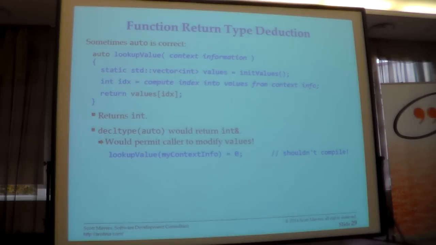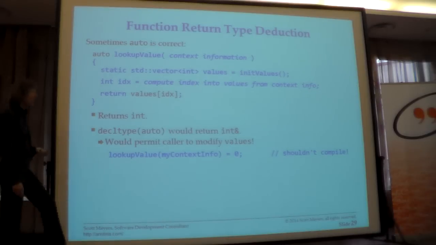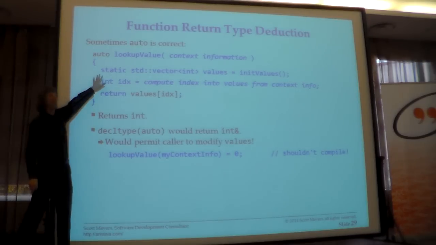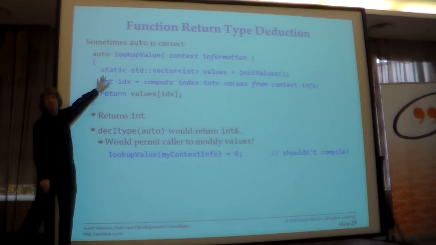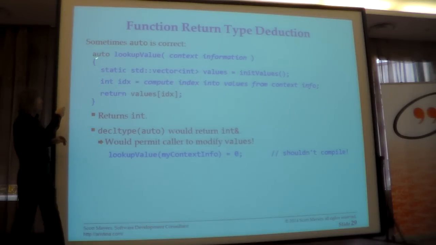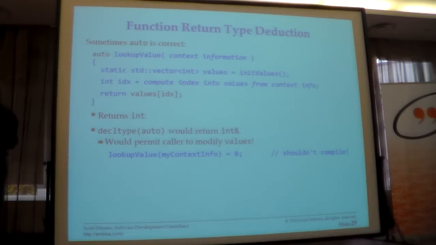Notice this isn't auto ref. This isn't auto star. This is a brand new value. That's what auto gives me. It's important to me that if somebody calls this function, lookup value my context info, and tries to modify the result by, let's say, assigning 0 to it, I don't want them to modify my internal array. So it's important to me that this function return a copy of the value, not a reference to it.